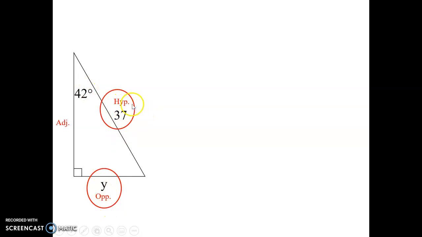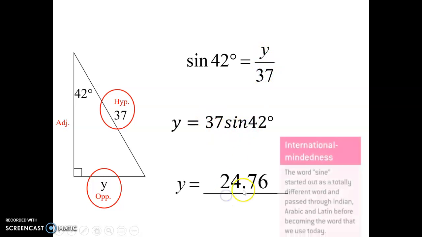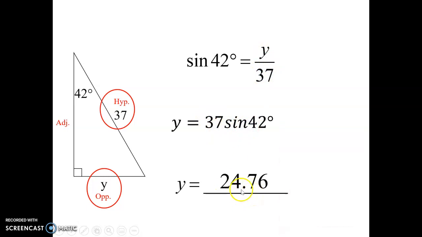So which trig ratio combines those two? Well, that is your sine ratio, because sine is opposite over hypotenuse. So you write sine of 42 degrees for that angle is opposite y over 37. This can be solved now. If we want y, we multiply by 37, and then punch it into your calculator. You should get this answer here. If you did not get that answer, maybe you're still in radian mode. Make sure you're in degree mode.